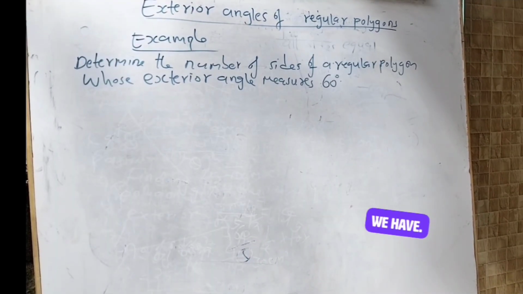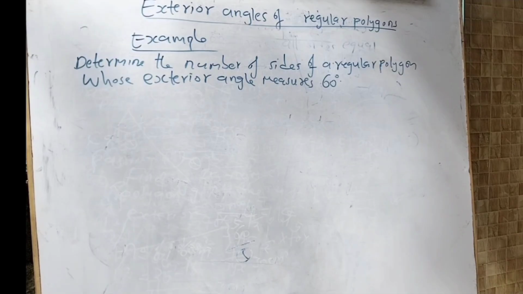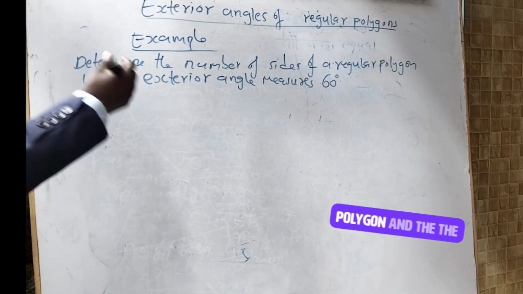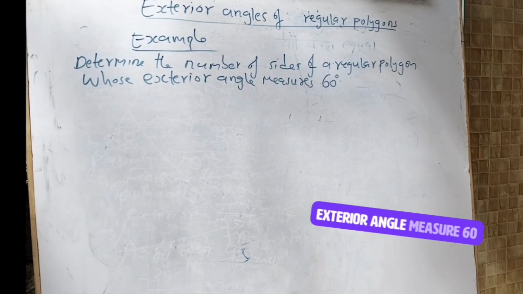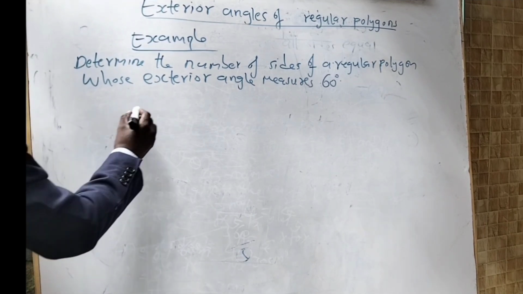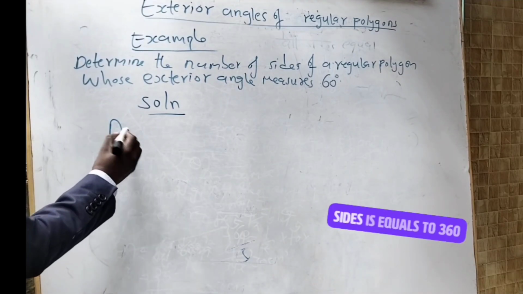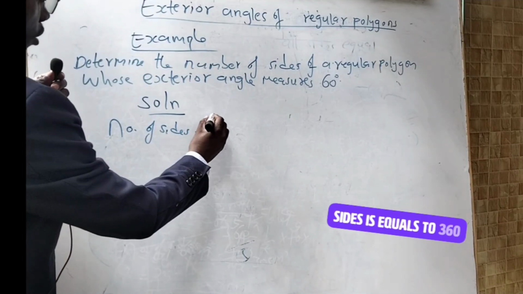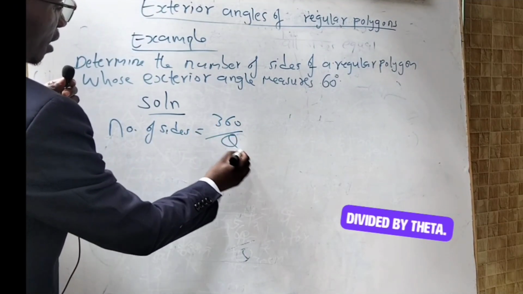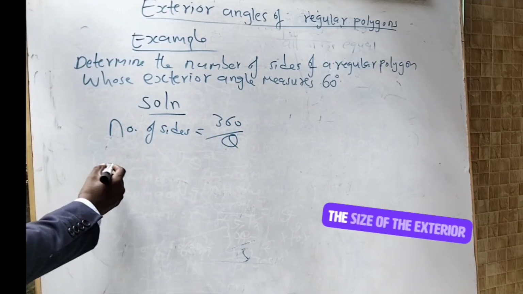Now this is the example we have. Determine the number of sides of a regular polygon whose exterior angle measures 60 degrees. This is a regular polygon and the exterior angle measures 60 degrees. This is how we do it. The number of sides is equal to 360 divided by theta. Theta is the size of the exterior angle.